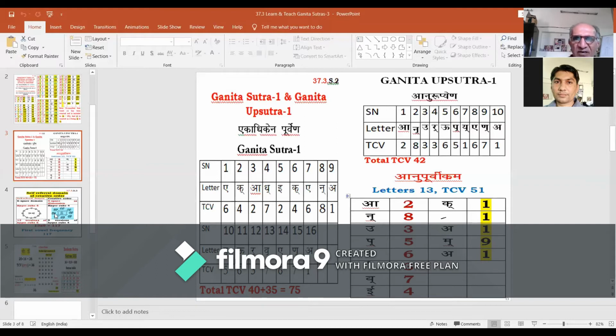One shall have a pause. One shall sit comfortably. One shall glimpse this organization feature of Ganita Sutra's text. Ganita Sutra 1 yields TC value 75. Ganita Upsutra 1 yields TC value 42. 75 plus 42 is 117.